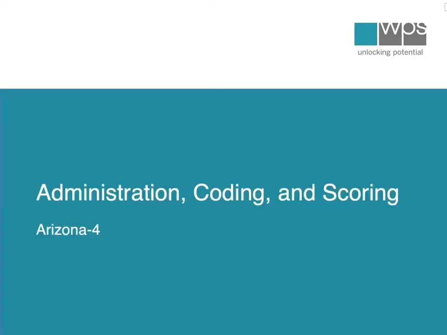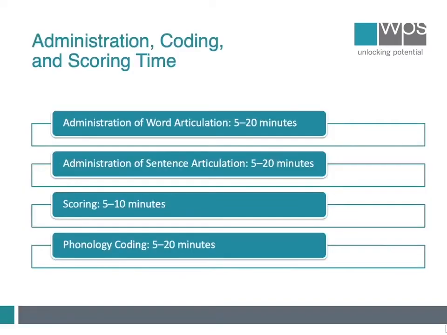Now let's talk a little bit about administration, coding, and scoring. Administration of the word articulation test is 5 to 20 minutes. This varies on the examinee's age, the amount of errors, as well as the examiner's experience with the test.